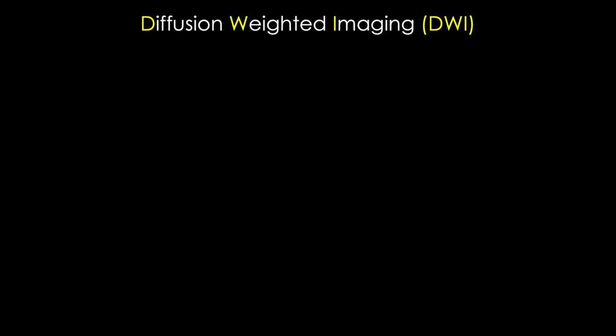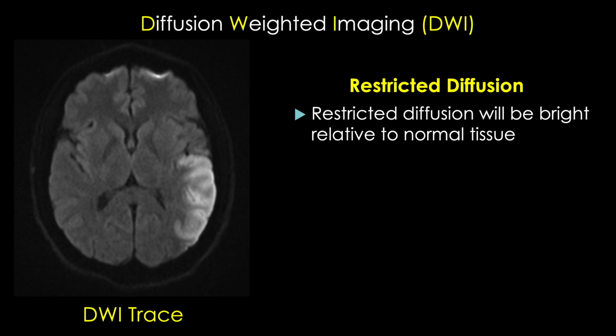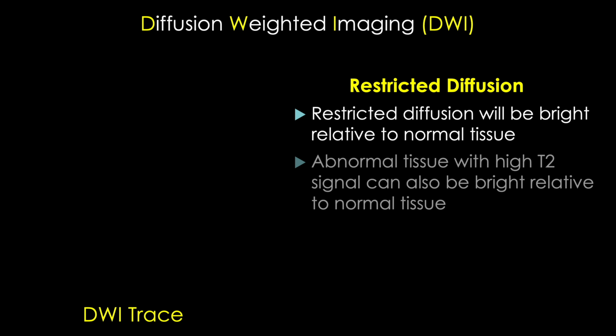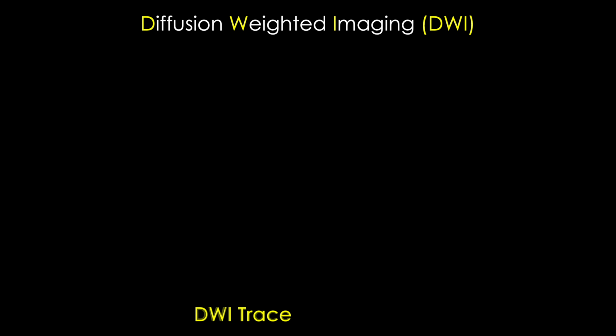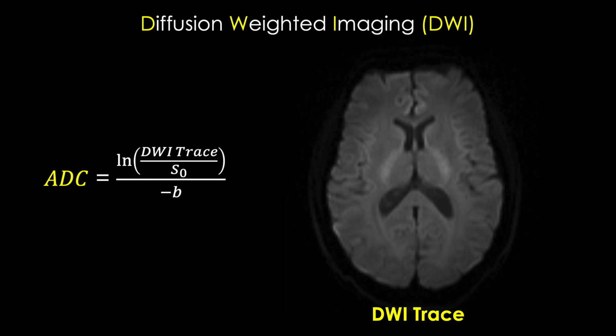So while it's true that restricted diffusion will be bright relative to normal tissue on our DWI trace image, abnormal tissue with high T2 signal can also be bright relative to normal tissue, what we refer to as T2 shine-through. So this DWI trace image is not enough. We need to calculate the actual diffusion coefficient for each voxel on this DWI trace image using the following formula.